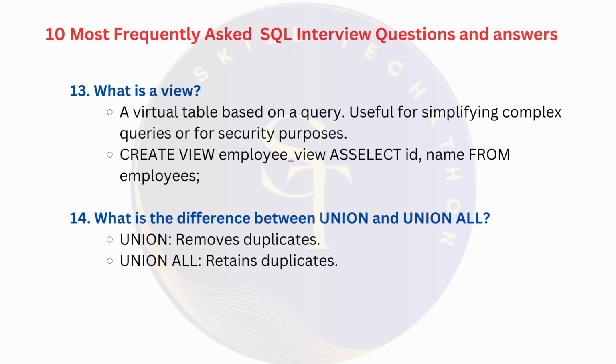Question number 14. What is the difference between union and union all? Union combines the results of two queries and removes duplicate rows. However, union all combines the results of two queries without removing duplicates, and it retains all rows.